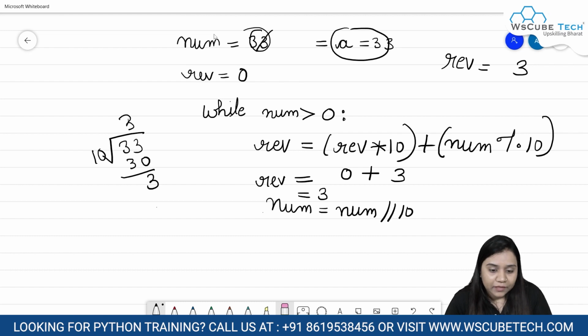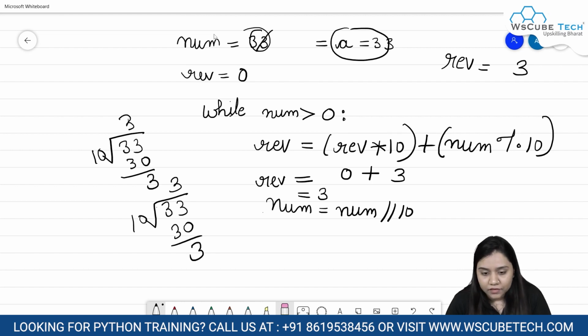So if I write 33 divided by 10, it gives me the quotient 3. So one 3 will be removed from here. That means from this, one 3 has been eliminated. So now our number is only left with 3. Next thing, still our number is 3, which is greater than 0.